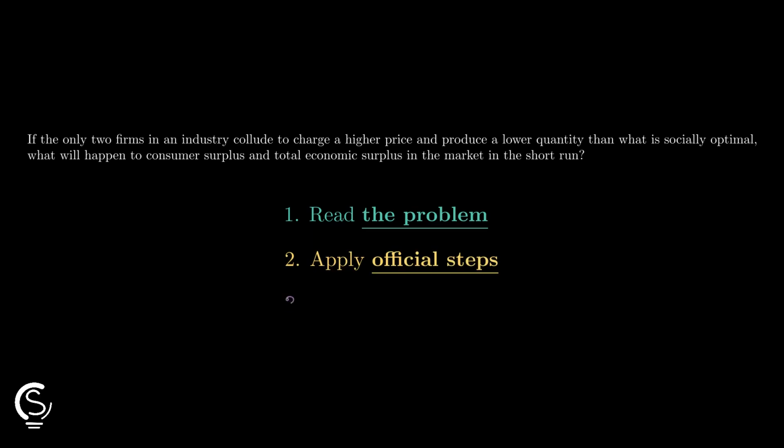I got your back. Collusion questions get easy fast if you track price, quantity, and surplus, because one market move here hits consumers first, then shrinks overall gains too.